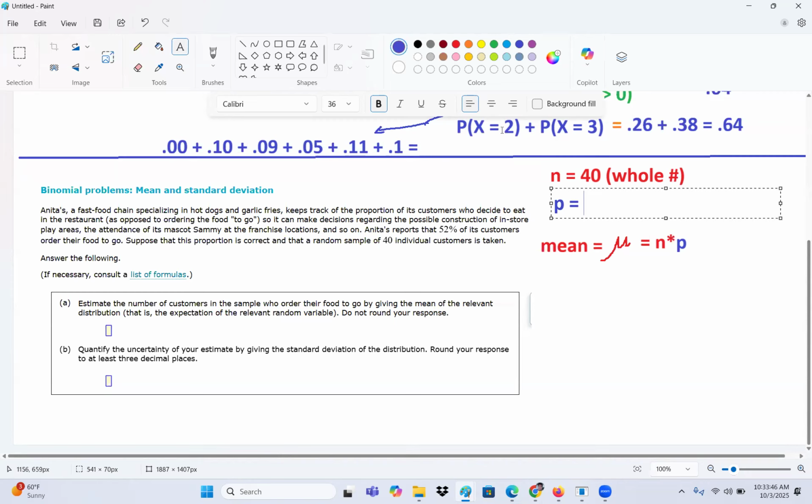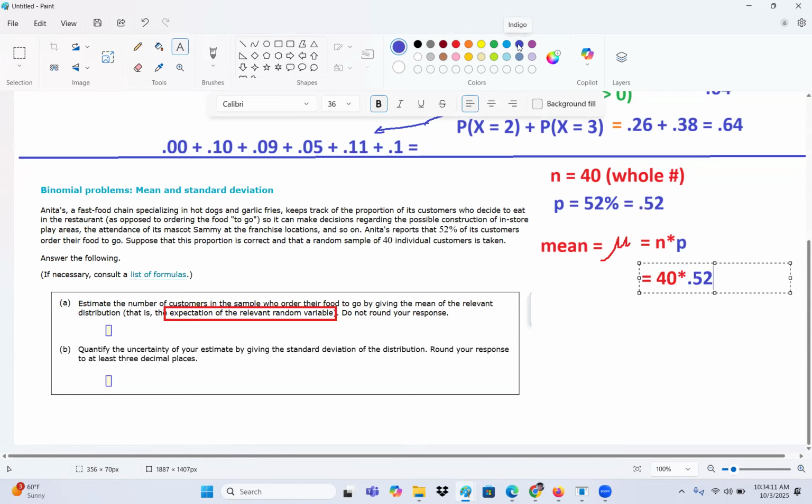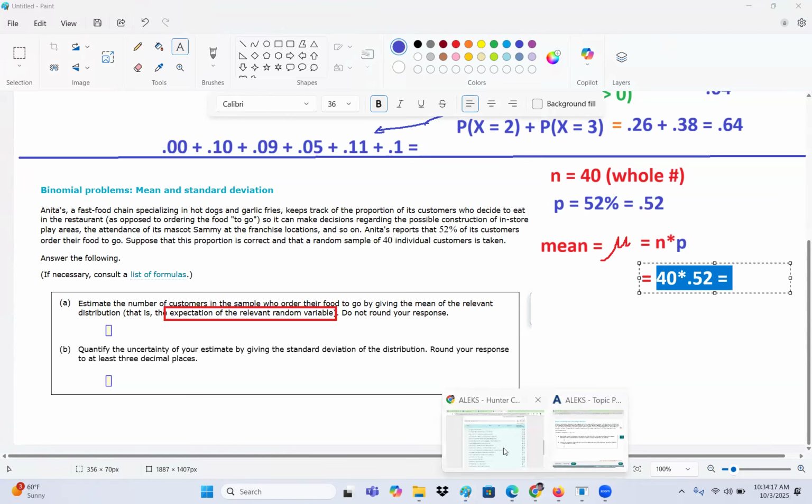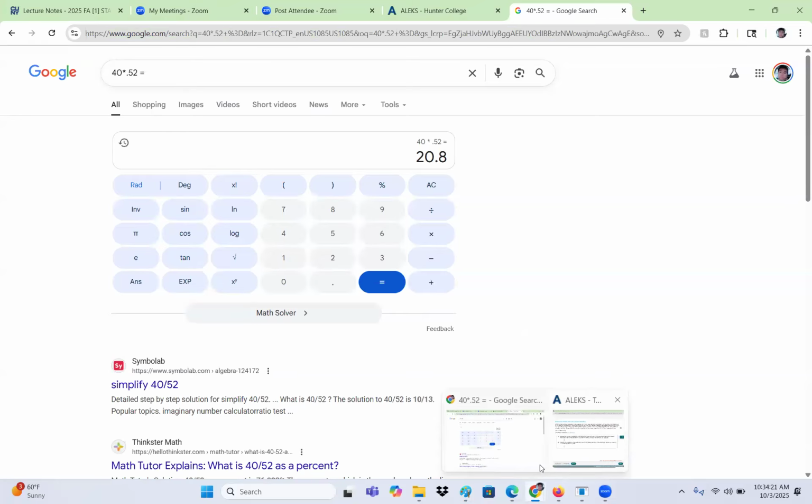The question says 52%, which we convert to 0.52. So we just plug that in. The question says estimated expected values, so we just take 0.40 times 0.52. So that's going to give us the answers quickly. So these are the two. We got 20.8.